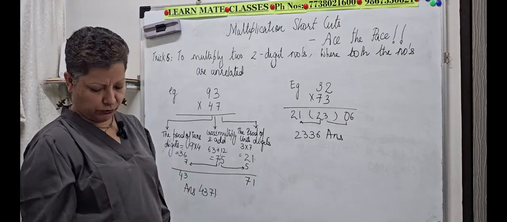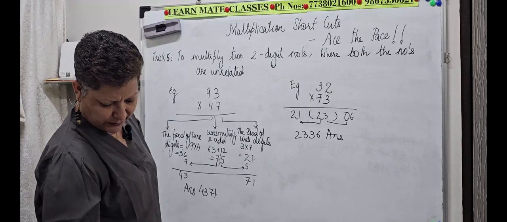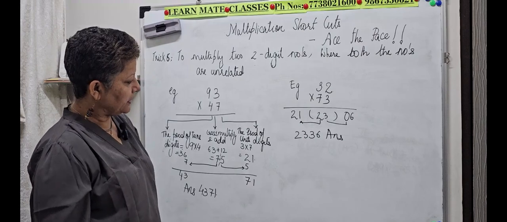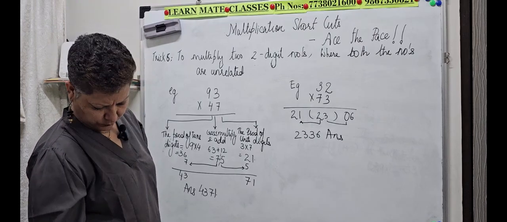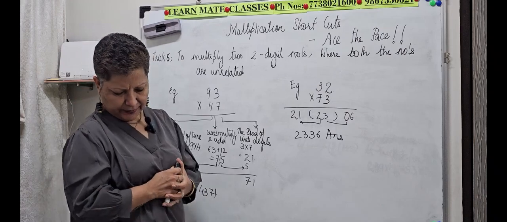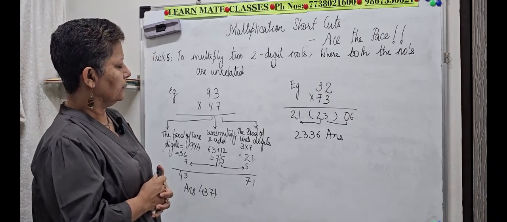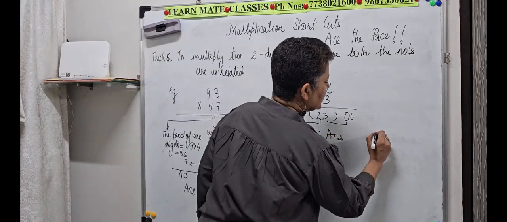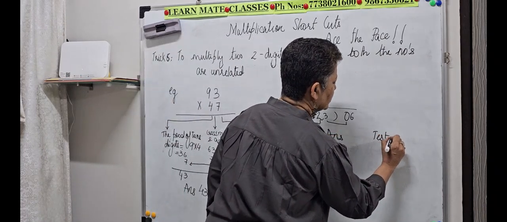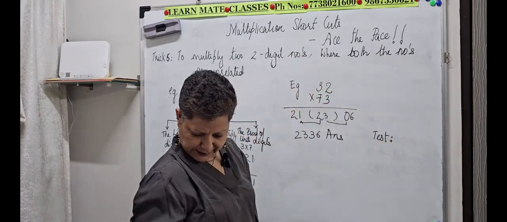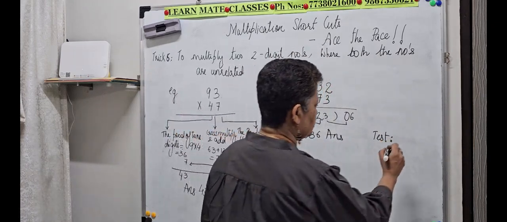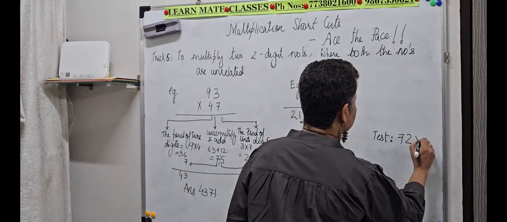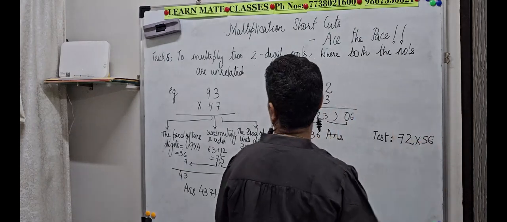So this is how you're going to be getting your answer for such a number. Have I made some mistake? Okay, so this is it. Now for your test, you're going to be taking up one set of numbers and that is going to be 72 into 56. Let me see how many of you can get this right.